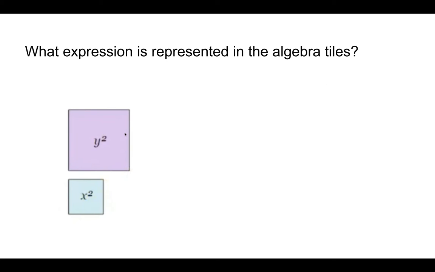Another example, notice how the tiles will sometimes be different colors depending on what program we're going to be using, but it's still the same idea. We have y squared and x squared. There's no other tiles, and these aren't the same. So I can't just add the tiles that are different. So I'm going to write that as x squared plus y squared separately.